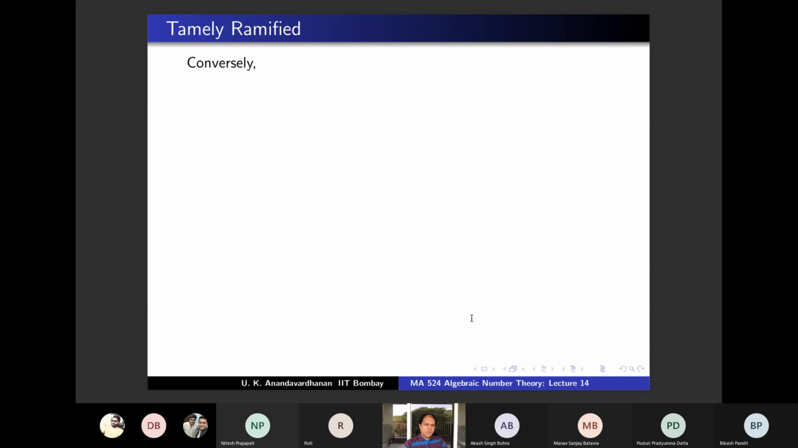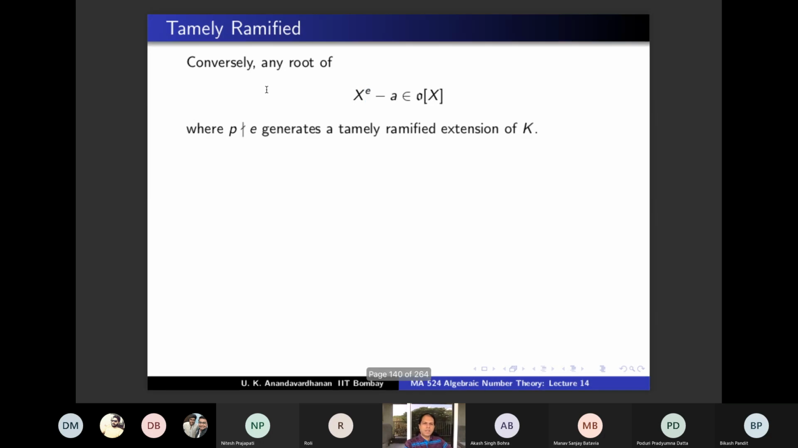Conversely, right now we have said: if you have a totally and tamely ramified extension, how does it look? And conversely, suppose you have a root of x power e minus a, a polynomial in O_K, any root, and we are going to say that it generates a tamely ramified extension, provided P doesn't divide E. This is the crucial point: P doesn't divide the degree of this polynomial. That's where tameness is coming from. So any root of x power e minus a in O_K where P doesn't divide E generates a tamely ramified extension of K. Let's do this.